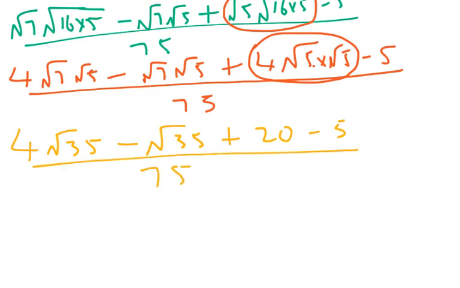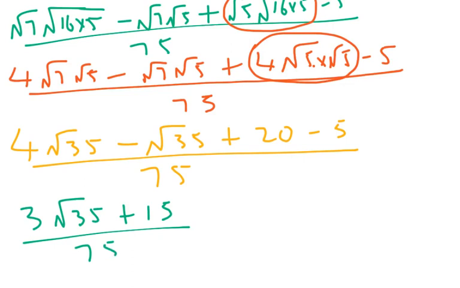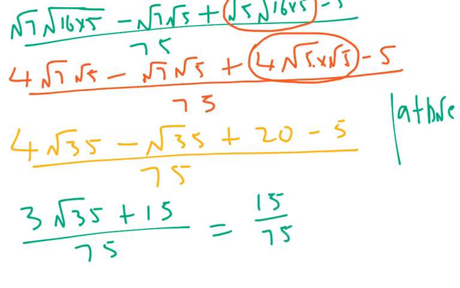4 root 35 minus root 35 is 3 root 35. Let's change colour again. 3 root 35 plus 15 over 75. So that's going to give me, now I want to write it in the form of a plus b root c. So let's move my root. So that's going to give me 15 divided by 75 plus 3 root 35 divided by 75.